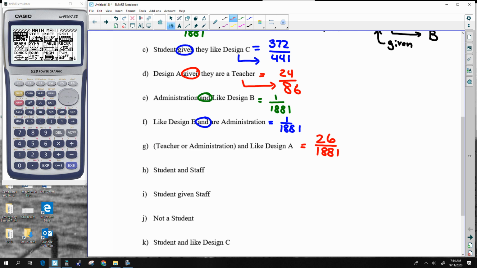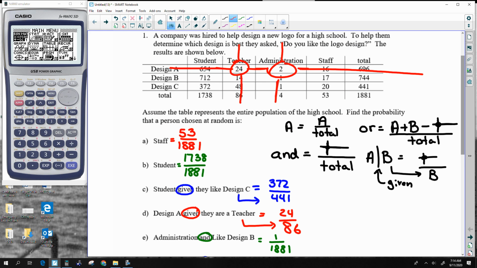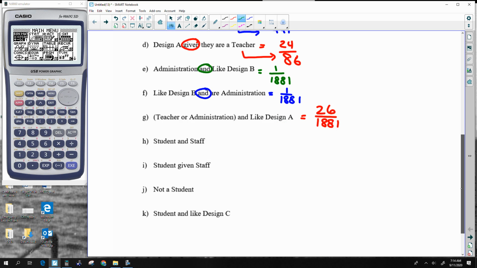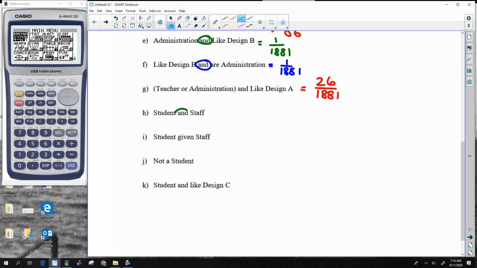Student and staff, where does student intersect with staff? Student intersects with staff? Nowhere. So again, that was the word and. So I'm looking for the intersection and they don't intersect.